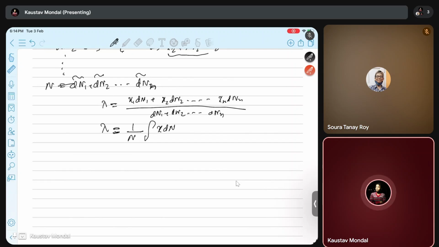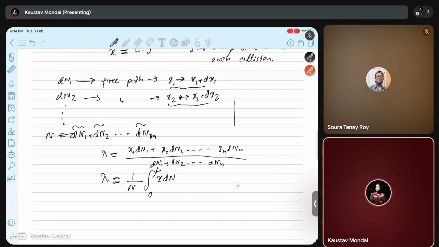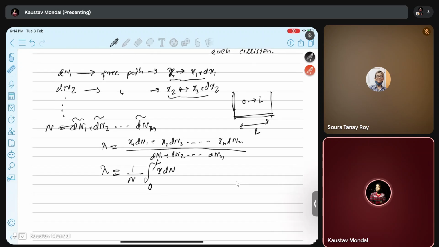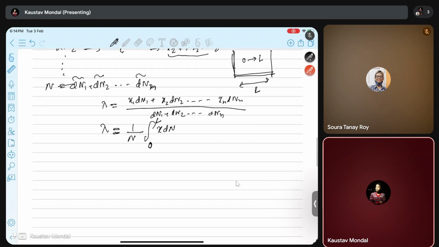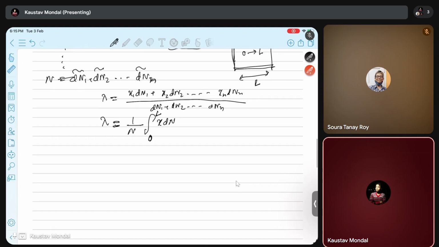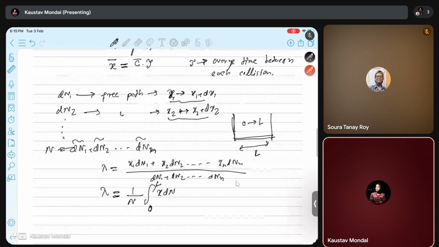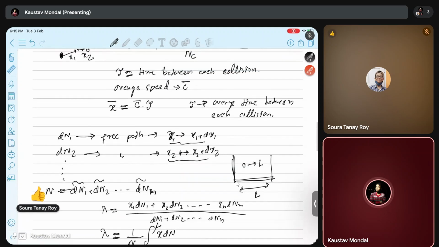The integration limit would be this whole length. Suppose the gas container has a length of L. The range of this mean free path can vary from 0 all the way to the maximum limit, the length of the container. That's why the integration limit would be from 0 to L. Here lambda is basically the mean free path.